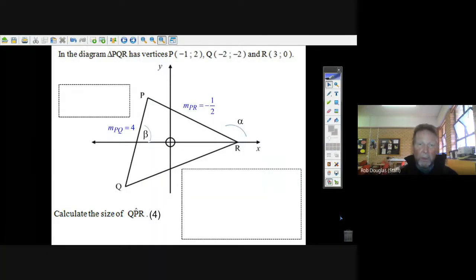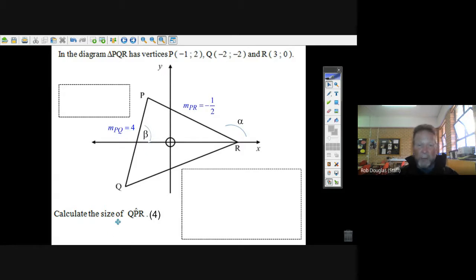Okay, here we are trying to figure out this next question, which is: calculate the size of PQR. This is all called Analytical Geometry, grade 11, and we're going to try and find PQR. Well, in the last two questions, we figured out that the gradient of PR is minus a half, and the gradient of PQ is equal to 4.